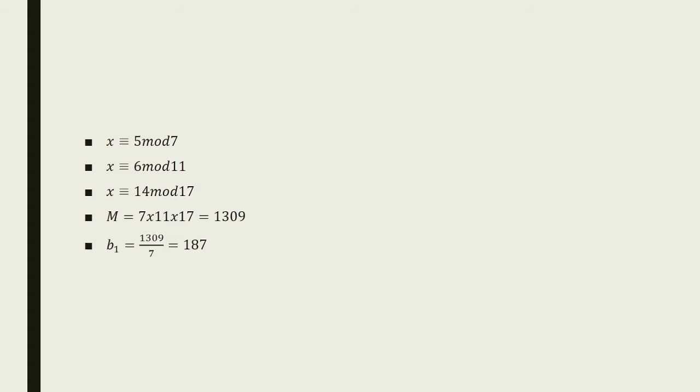The next step is to calculate the Bi's. So B1 is going to be the product that we just calculated to be 1,309, and we're going to divide it by the first modulus. And we get 187. B2 will do the same thing, but now we're going to divide it by the second modulus. And then B3 will be dividing by the third modulus.